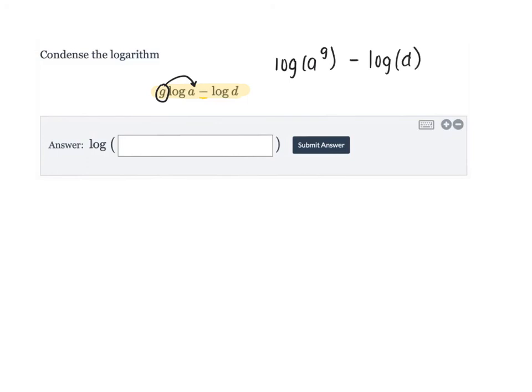So we know that minus comes from division, so it would be a to the g over d into one single log. So we're just working backwards. Notice with the Delta Math, they've already put the single log there for you, just as I have here. So you only need to put the stuff inside the parentheses. So a to the g divided by d is what should go in there. Go ahead and type that in, and then hit resume when you're ready to continue.